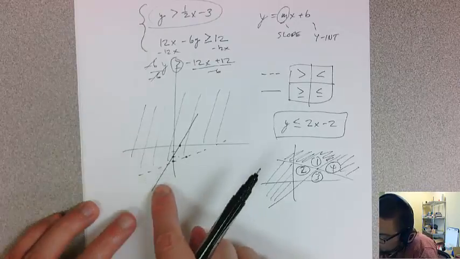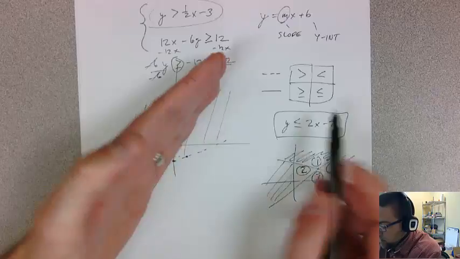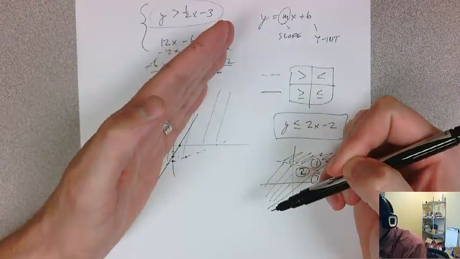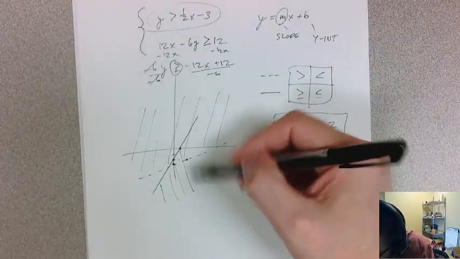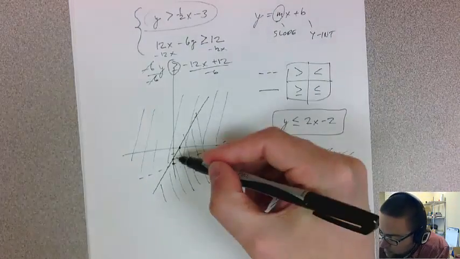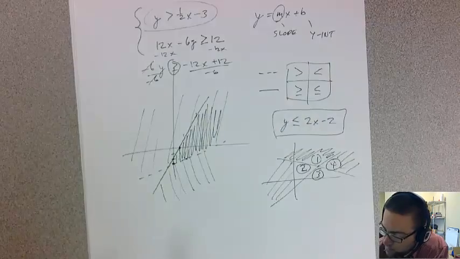So I have to decide now, looking at this line, which side should be shaded. So I say y is less than, so the y value is less than the line would be below, so I expect this to be shaded below that line. Okay, so where they overlap is in this area. This is the area where they should both be true.